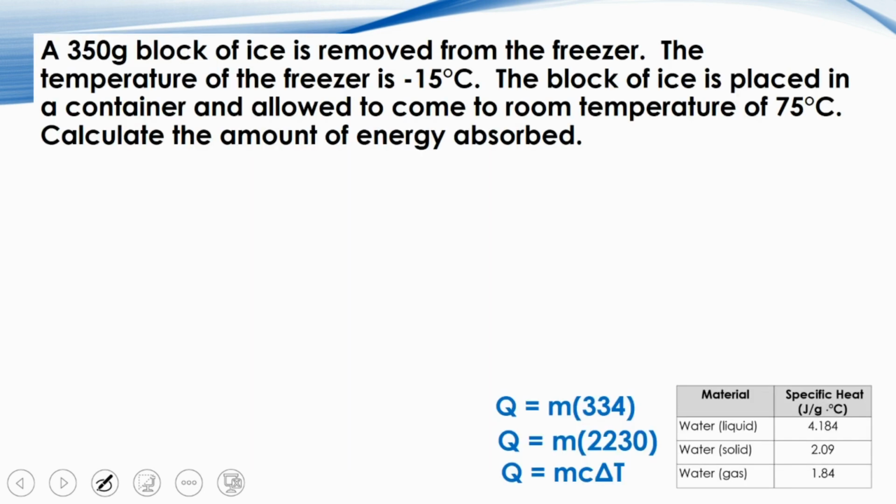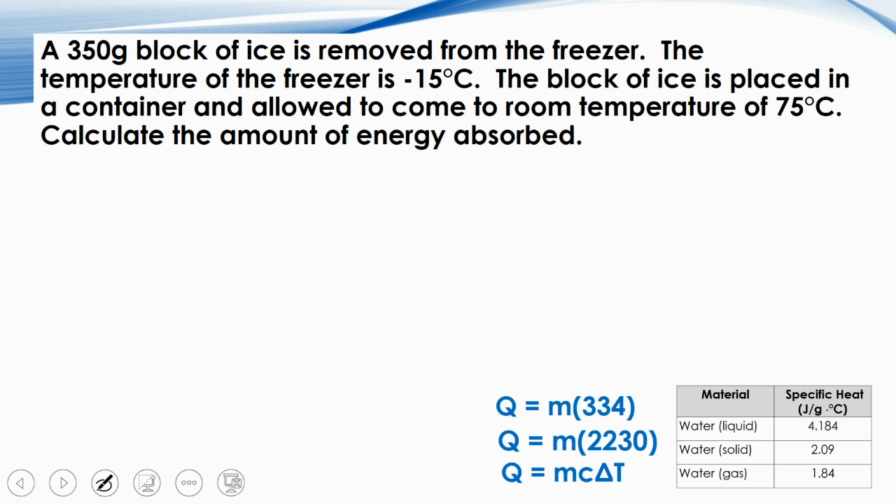So let's look at an example right here, and for your convenience, I put the information here as well on the bottom right side of the screen. And let's read the question. We are told that we have a 350 gram block of ice and it is removed from the freezer. The temperature of the freezer is negative 15 degrees Celsius. The block of ice is placed in a container and allowed to come to room temperature of 75 degrees Celsius. Calculate the amount of energy absorbed.